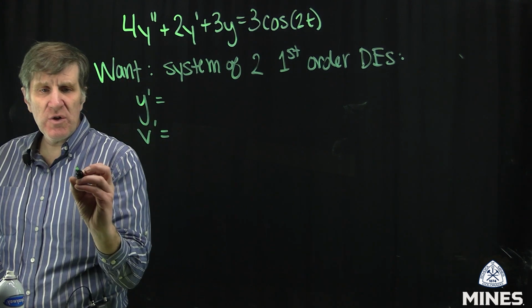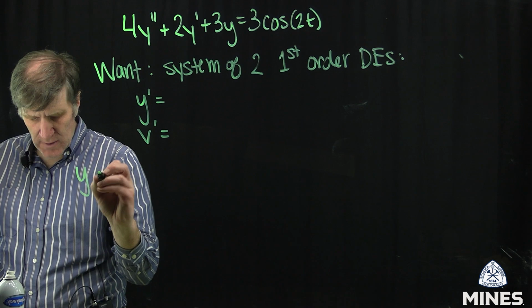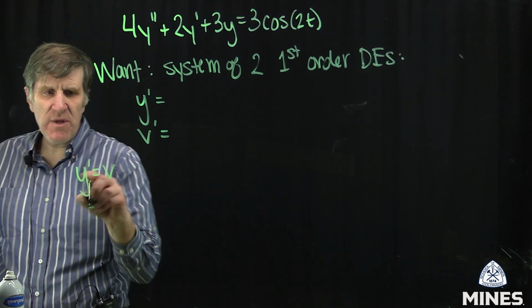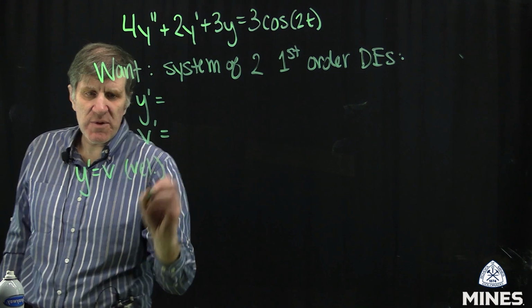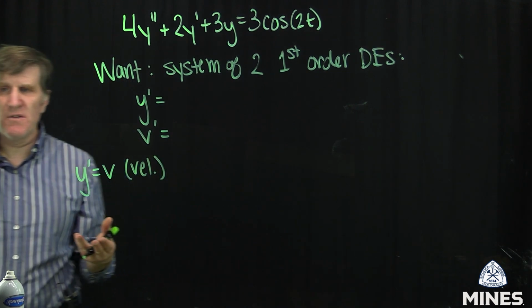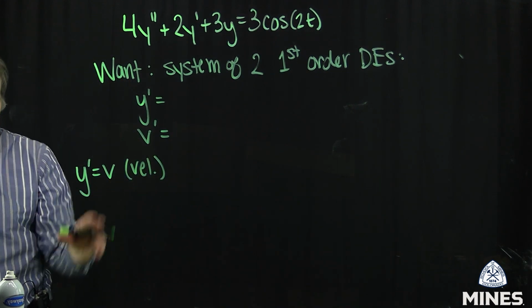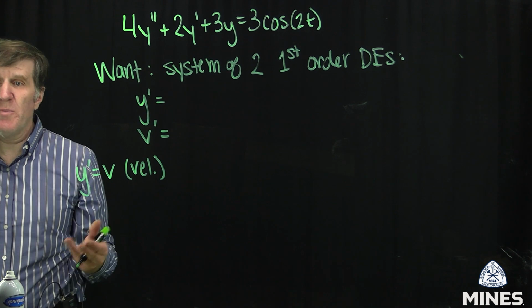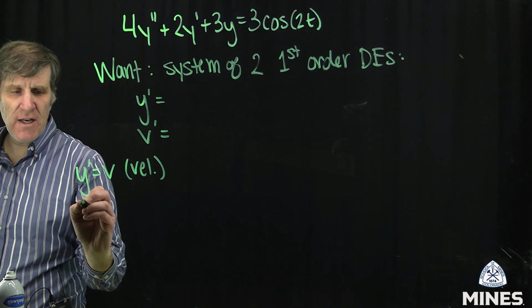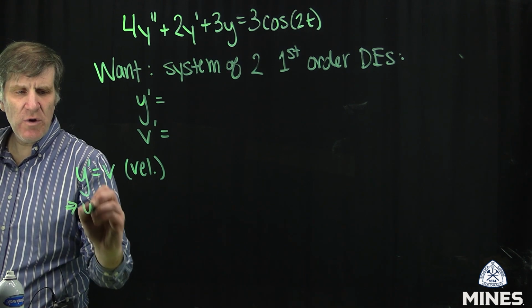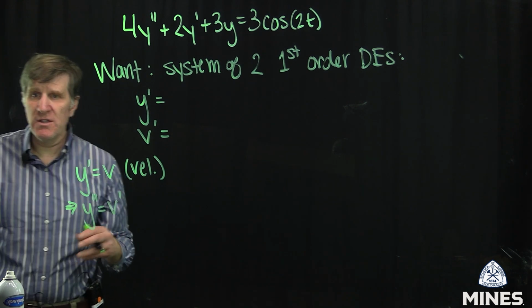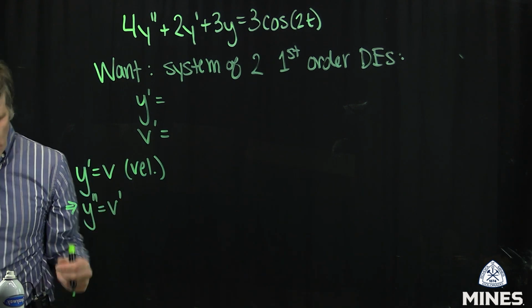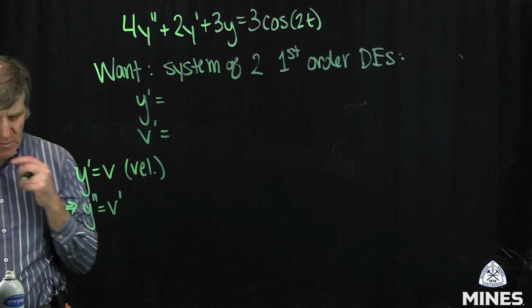So what we're going to do is define v to be the derivative of y. You can think of it as velocity. If y is a position, then the derivative of the position is the velocity. So we're going to define v in this way. It's like a new dependent variable for us. Then that would mean that y double prime would be v prime. And if I take the derivative of this equation, I get y double prime equals v prime.